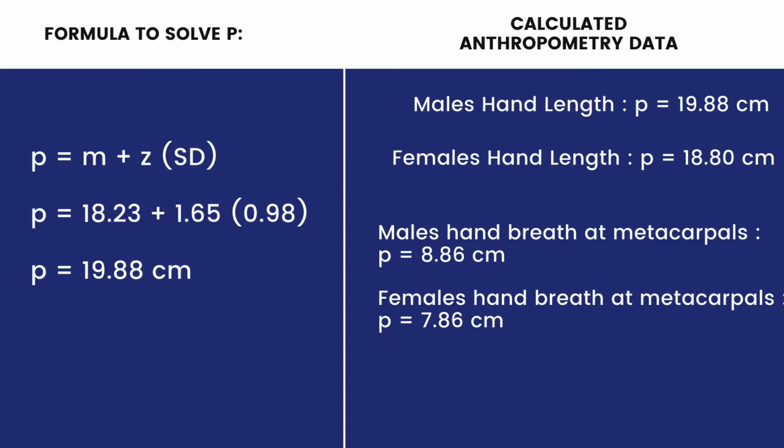Next, the overall calculation of female hand length is 18.8 cm, while hand breadth and metacarpal are 8.86 cm for male and 7.86 cm for females. In summary, this anthropometric data was used as one of the criteria to screen our final concept.